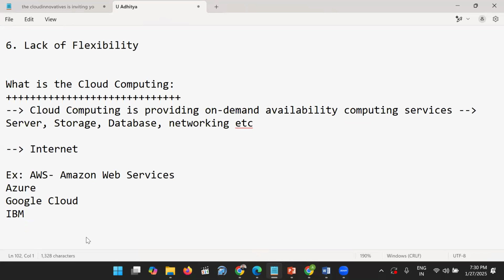There are many items and many services provided by the providers. A provider is nothing but whoever is providing the service. That person is the cloud service provider.